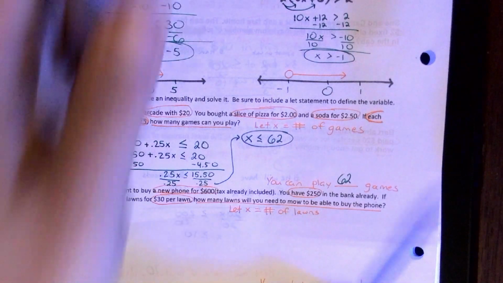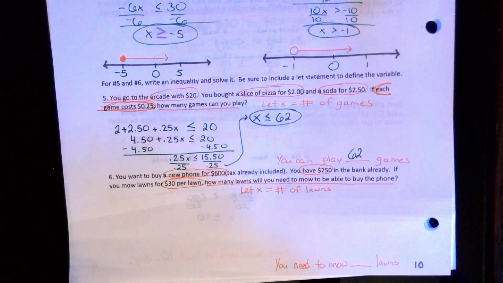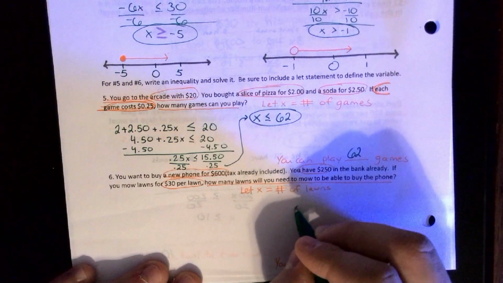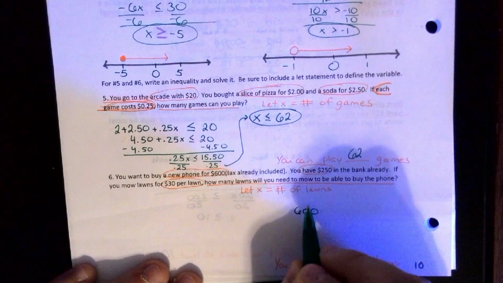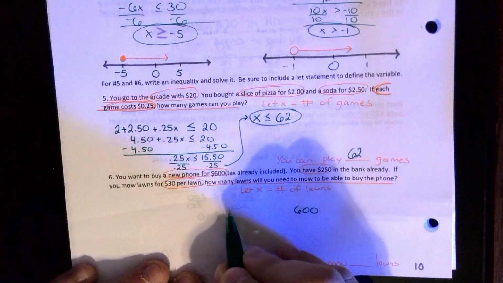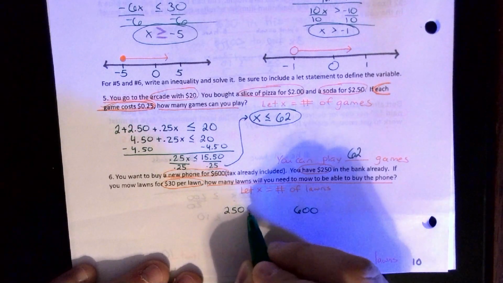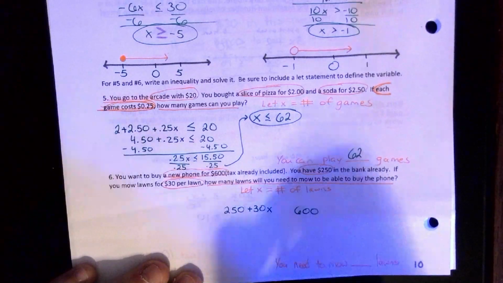Can't quite see, I gotta move it up just a little bit. You need to mow blank lawns. So we just gotta set up our inequality from the money we have. 600 is the total that we need, so that's going to go on one side. 600, that's the money that we need to buy our phone. This is going to be the money that we will have over here: 250 we already have, plus $30 times however many lawns, X number of lawns, that we mow.